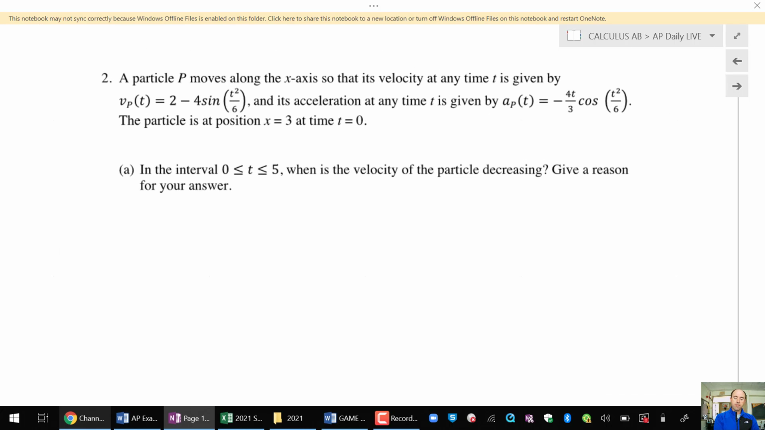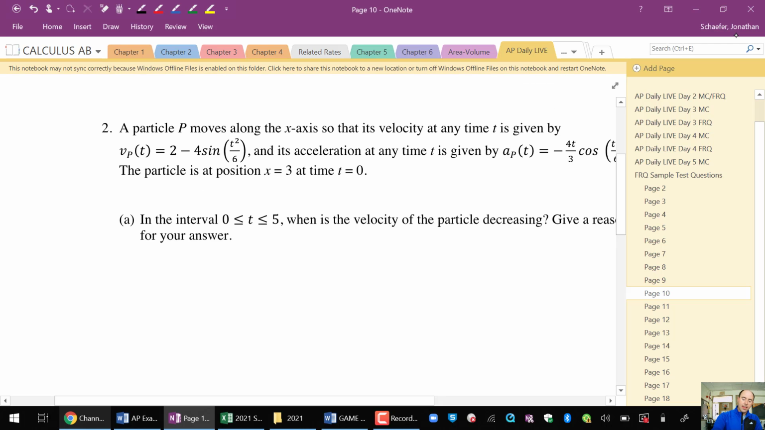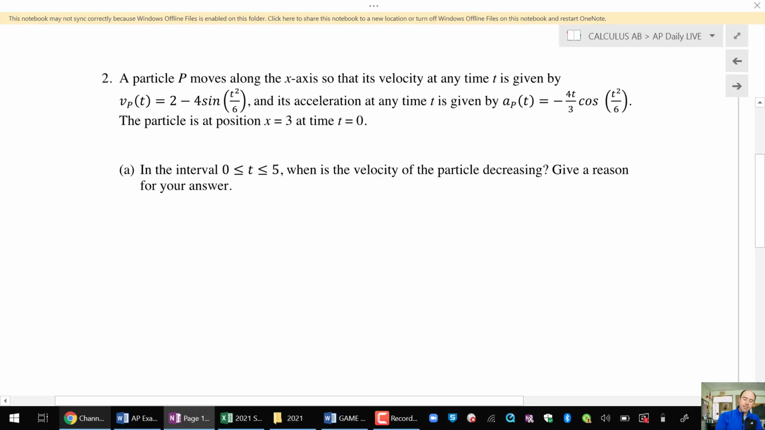So I have a particle P, and its velocity is given here by the function v. Its acceleration is given by the function a. And notice I have an initial condition that the particle P is at position 3 at time 0. So we'll call x the position function, so x of 0 would be position of 3.